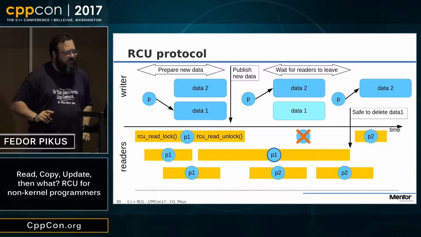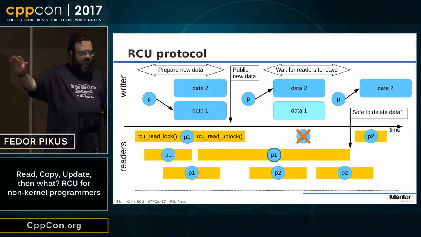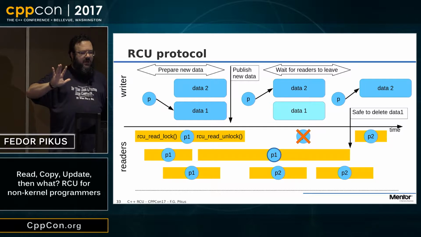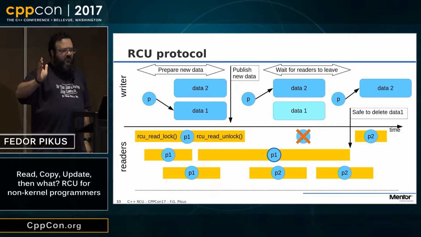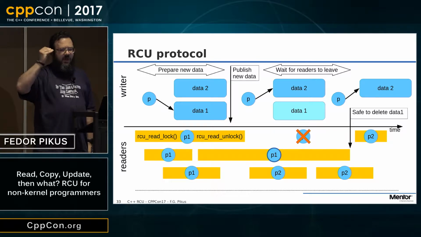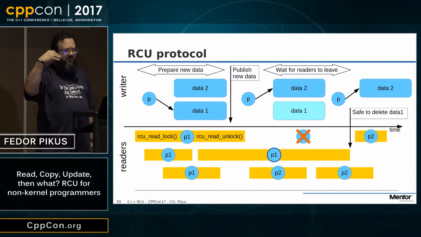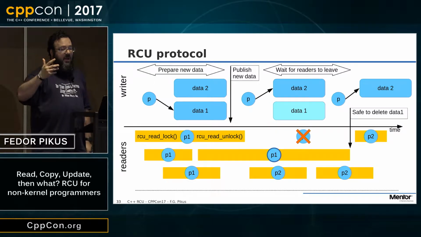Well, let me show you on the picture. So here is my writer on the top. The timeline goes left to right. So I have my data 1, and my pointer points to data 1, and I'm preparing data 2. And nobody knows about it. At some point, I'm publishing my data 2, and at the same time, this is an atomic transaction. So I'm hiding data 1 and revealing data 2. And now I have to wait.